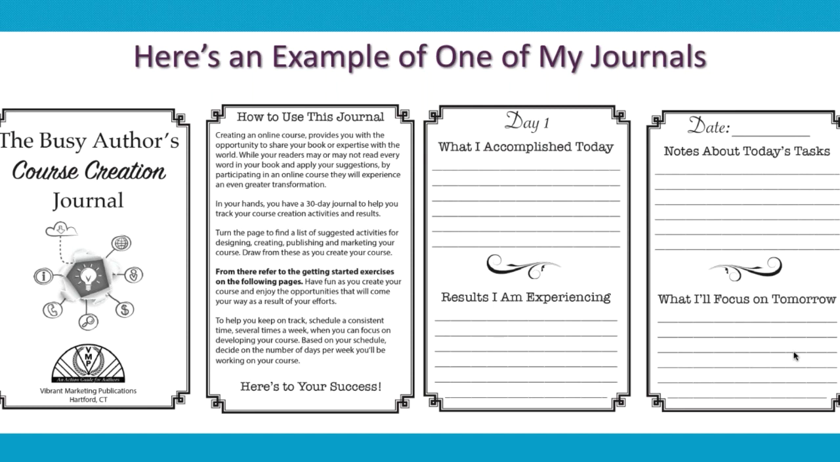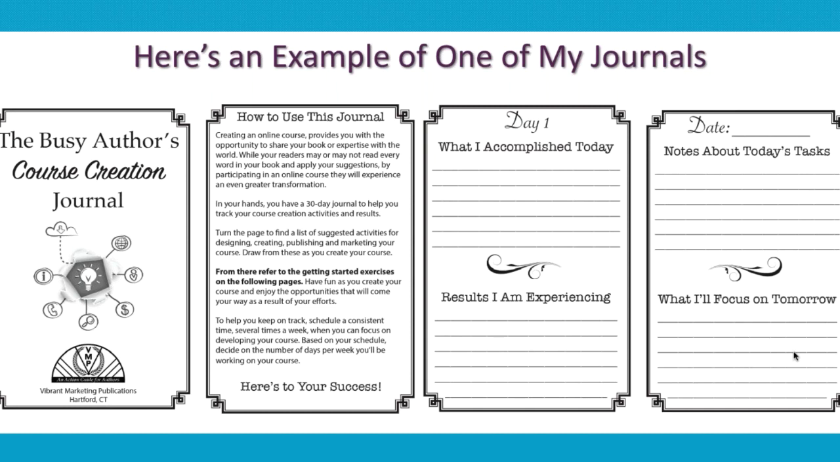Then I have 2 facing pages. It says day 1, and it's a 30-day journal. So the next 2 pages would say day 2, day 3. Well, the facing page has the date, so they get to capture the day number and the date, because they may skip a couple of days here and there, and it will be interesting for them to capture the date that they went through the process.